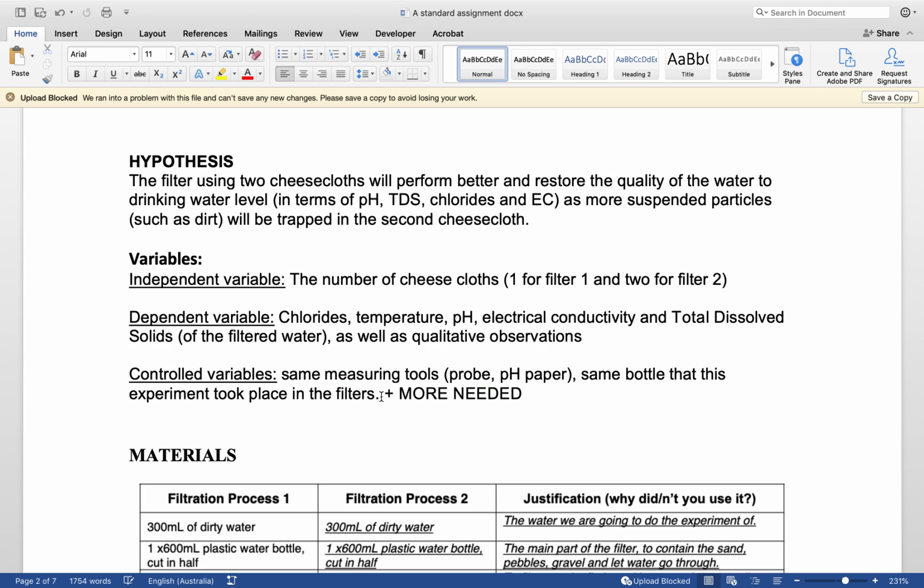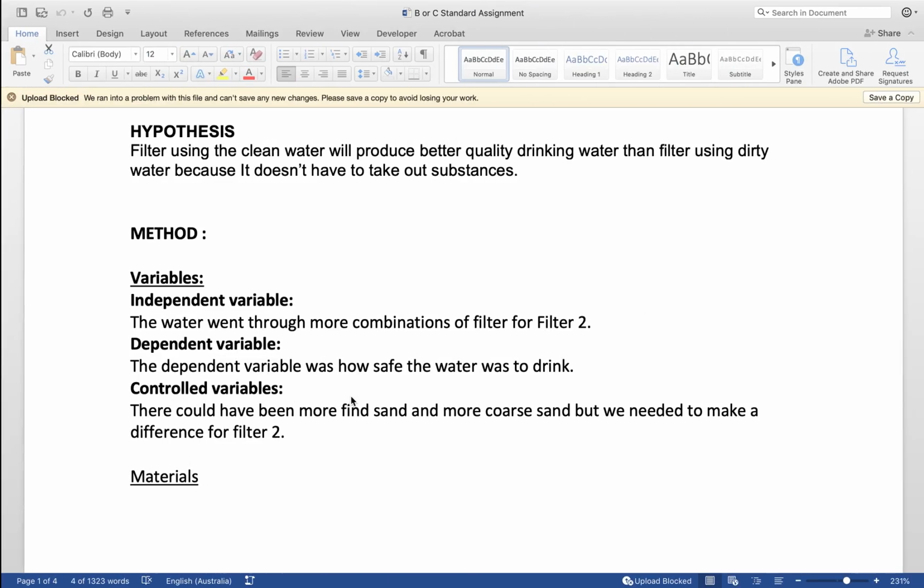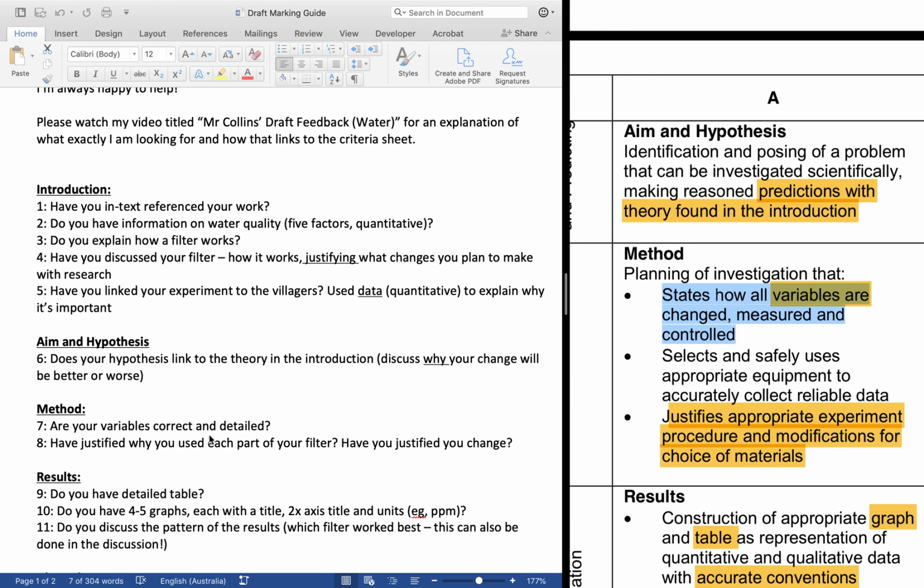So what else did you keep the same? The same amount of water going through the filters. The same day, the same dirty water source, things like that. Actually, I think this A student needs to do a little bit more there with the controlled variables. So that is point 7.